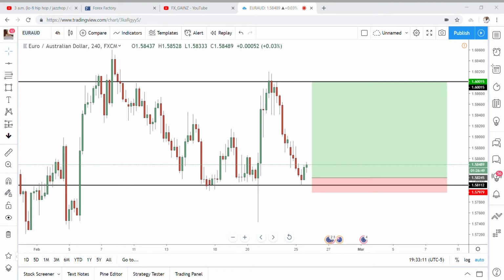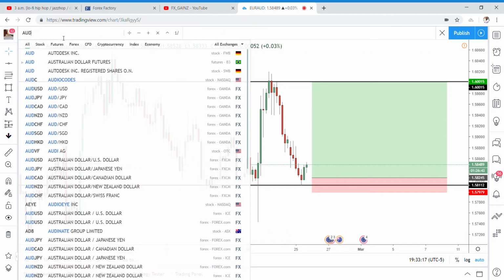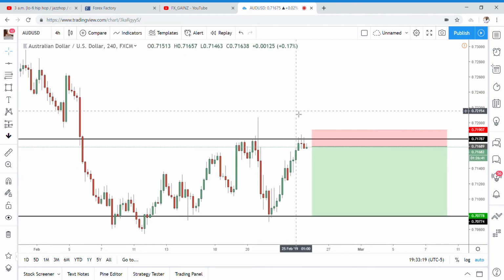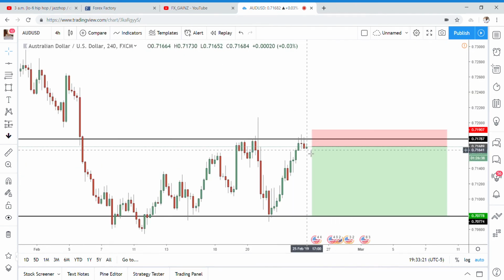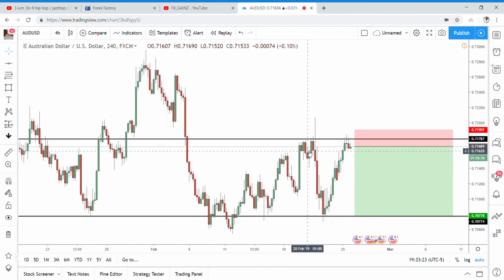So I'll show you right now. These are my pending orders. Australian dollar and US dollar. Again, looking at the weakness. So anyway, this is beautiful.